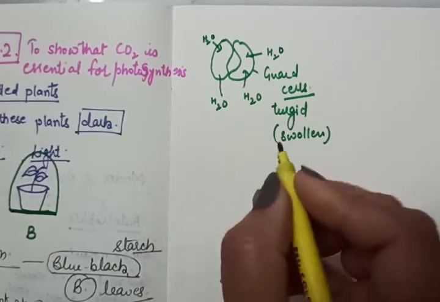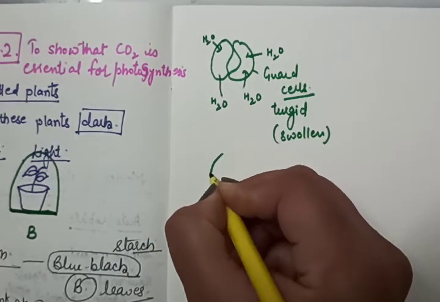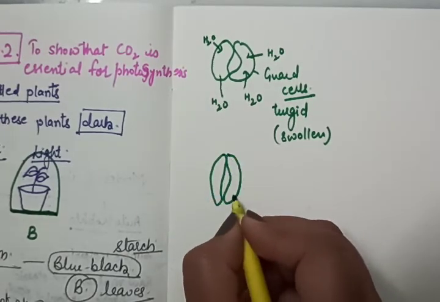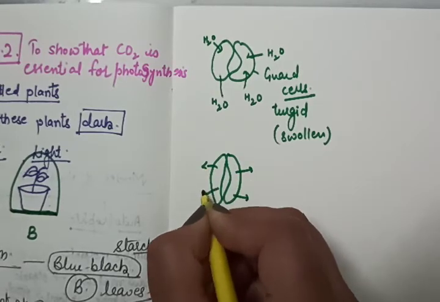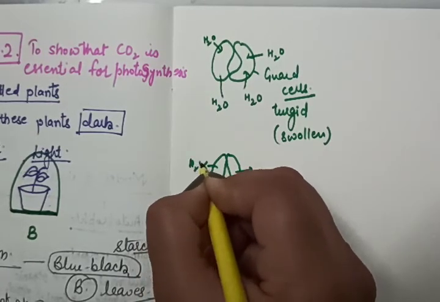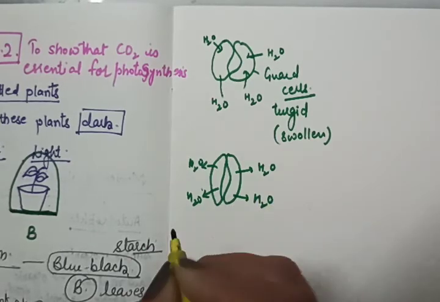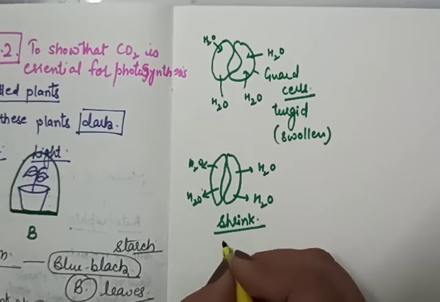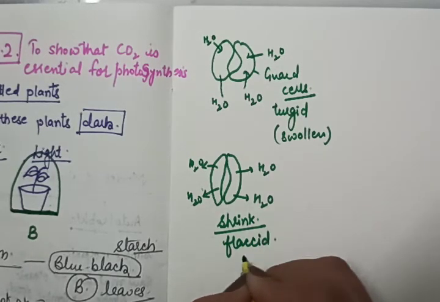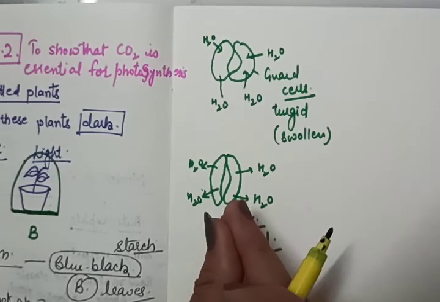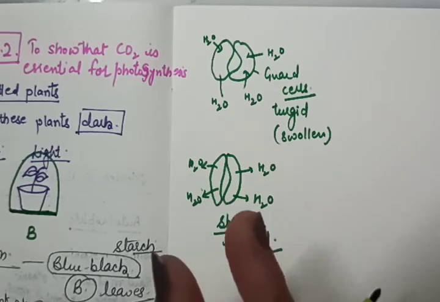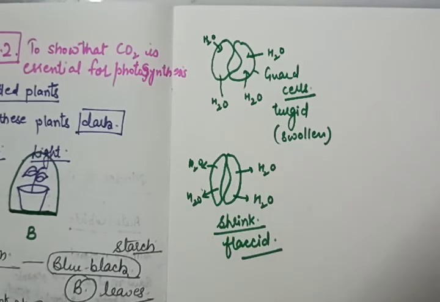Now, what happens at the time of closing? The guard cells lose water, they shrink or become flaccid, and the stomatal pore gets closed. When the guard cells lose water, the stomatal pore closes as the guard cells shrink. This is the mechanism of opening and closing of stomata.